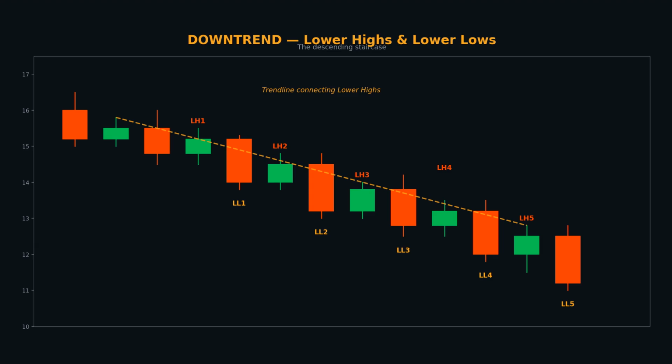The rule for downtrends: look for selling opportunities at lower highs, not at lower lows. Selling at a new low means you're chasing the move down. Selling at a lower high means you're getting in where sellers are showing their strength. Connect those lower highs with a trend line, and you have your guide. As long as price stays below it, the downtrend is in charge.